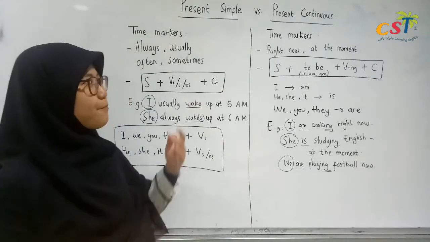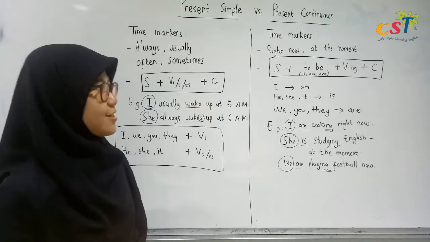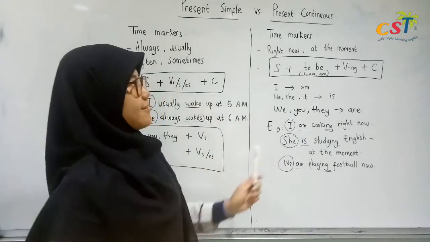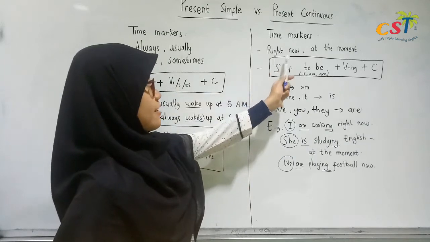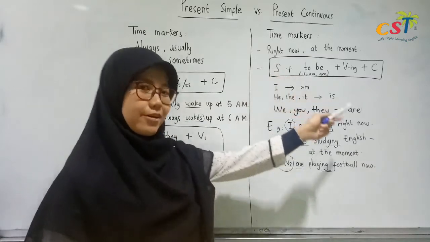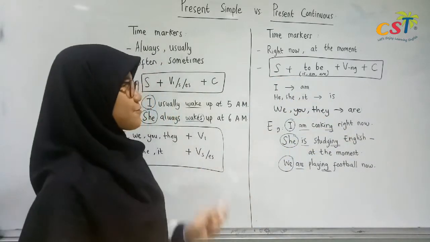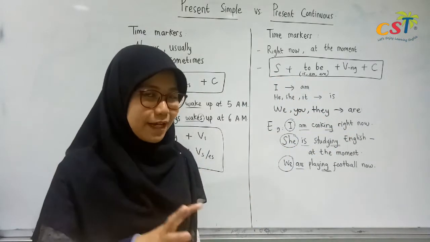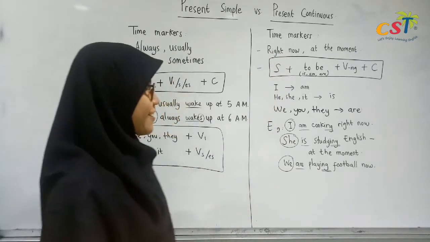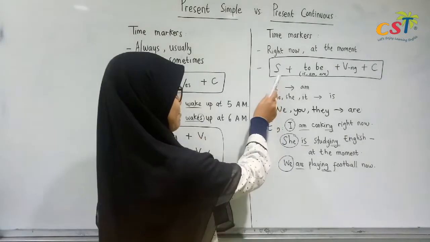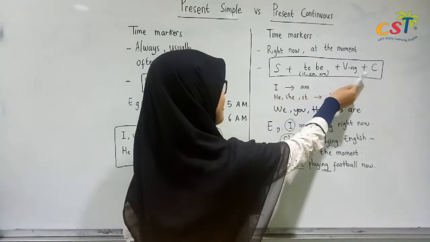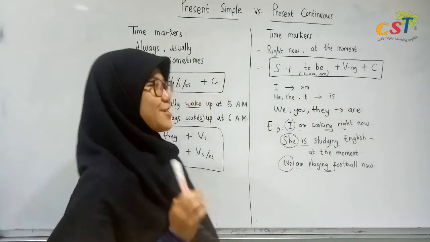Let's compare with present continuous tense. So here, you have to pay attention to the time markers. They are right now and at the moment. So if you see these time markers, Shan, you have to answer the blank part with present continuous tense. Okay then, this is the pattern. Subject, to be, is, am, are, verb ing, followed by complement.